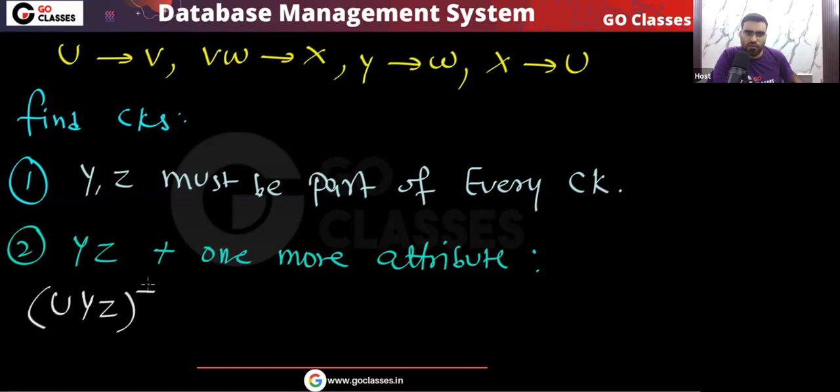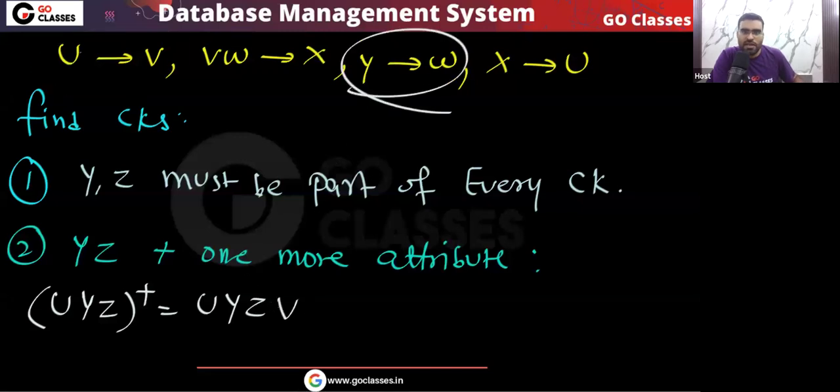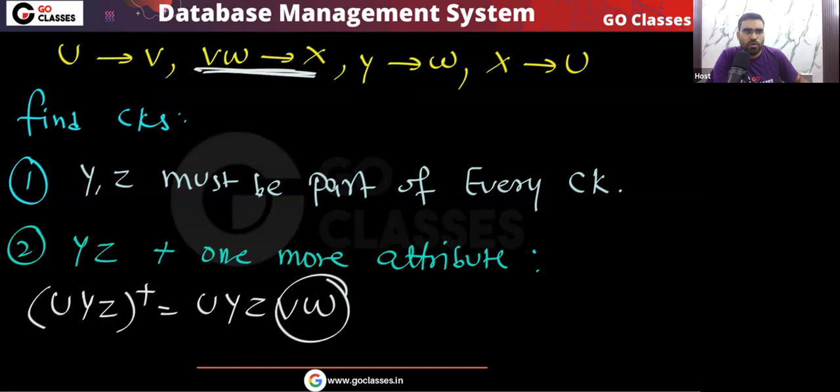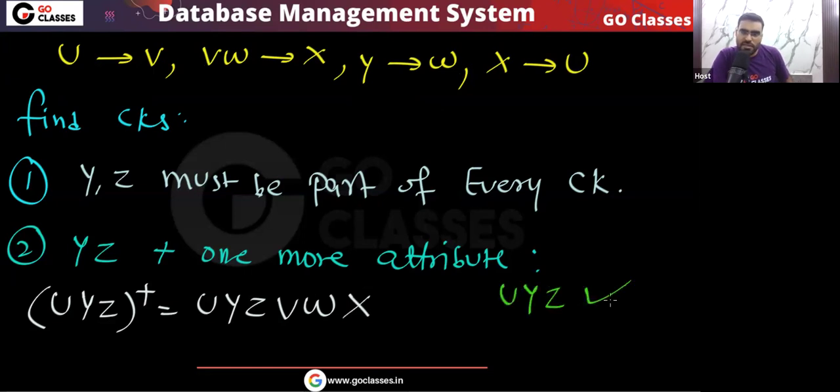What is the closure of YZU? That will be UYZ. You can determine V. Y can determine W. Next, VW can determine X. We got all the attributes. Yes or no? So I can say this is a candidate key. This is UYZ, a candidate key.